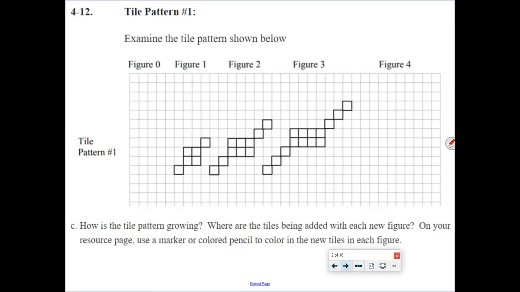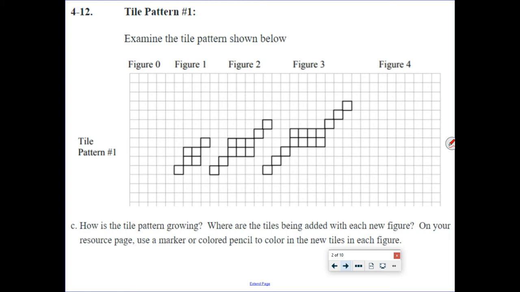We only have one part we're going to do today, which is this right here, okay? Without the handout, you're welcome to get a piece of graph paper and do this if you want to, okay? Tile pattern 1. Examine the tile pattern shown below. Here it is. How is the pattern growing? What are the tiles being added in each new figure? On your resource page, and that's what I was talking about. Again, if you don't have it, you're going to have to do it eventually. So if you want to do it on graph paper, you can. Otherwise, you could discuss it, look at it, analyze it, and tomorrow you just have to make it up when you do get the packet, okay?